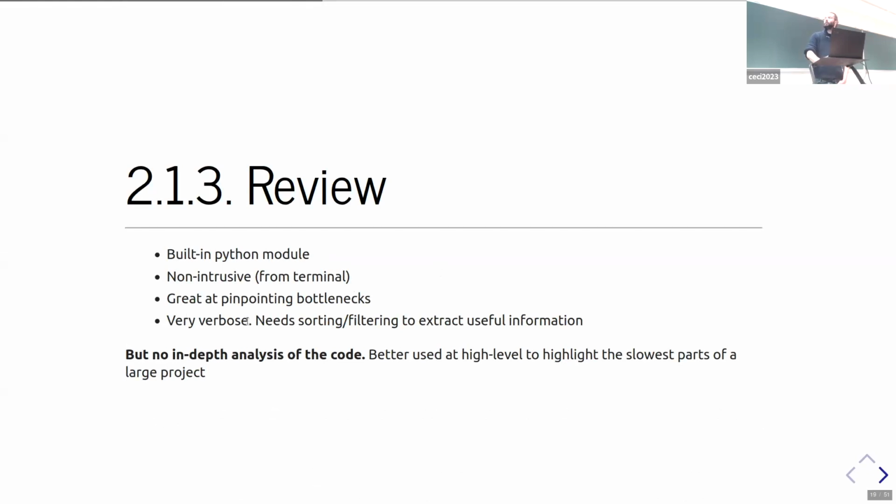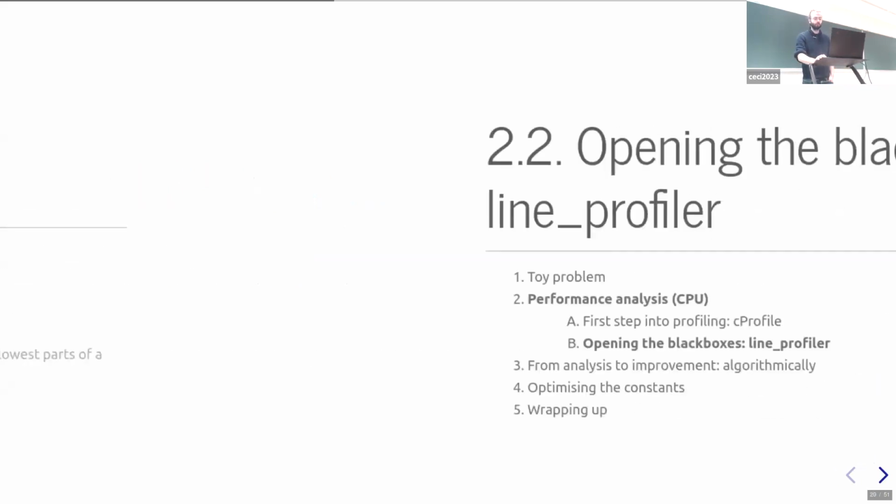It's very verbose. You didn't see that because I used pandas to filter other things, but it's very verbose. So you want to examine that file locally and not just try to read it from the terminal. So you need sorting, filtering. There will be an exercise later. But as I said, there is no in-depth analysis of the code. So that's what we might be interested in.